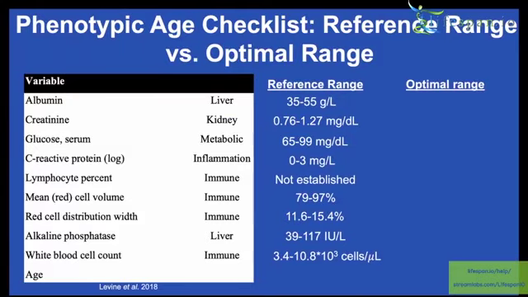In looking again at the phenotypic age variables, I've just posted the reference range. The problem is most people don't know what the optimal range would be. So what I'm going to show everybody today is that based on how these variables change during aging and how they change with risk of disease for all causes, I think we can come pretty close to knowing an optimal range. So we'll go over that.